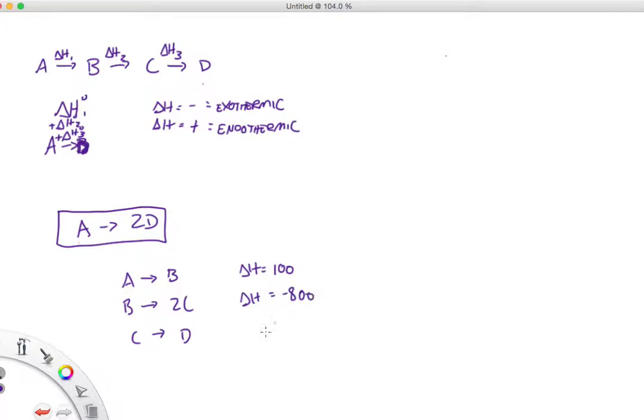This is negative 800, and this delta H is 900. There's a couple things you could do to these equations and then manipulate them, and then you'd have to manipulate this delta H over here.